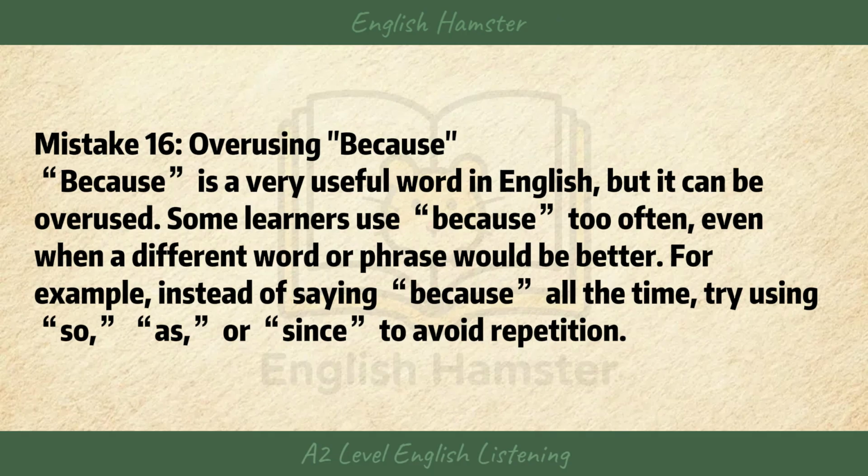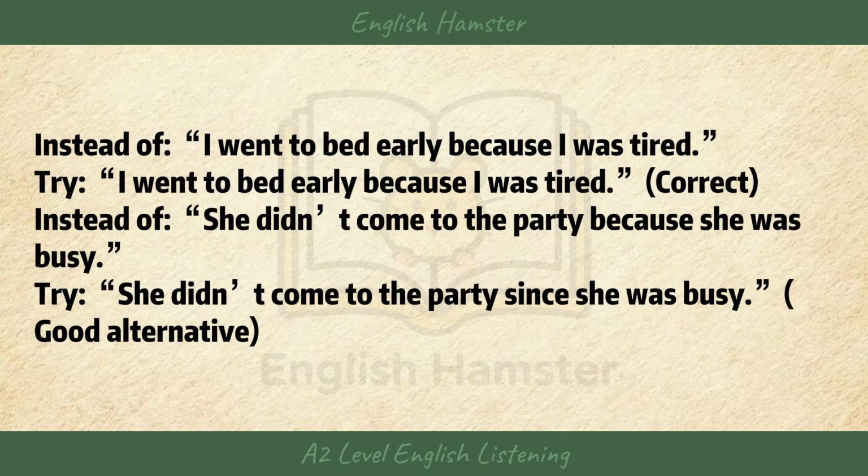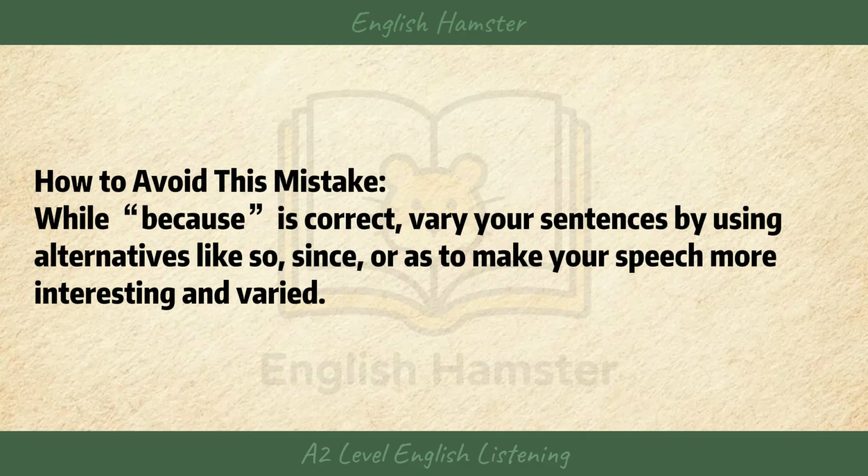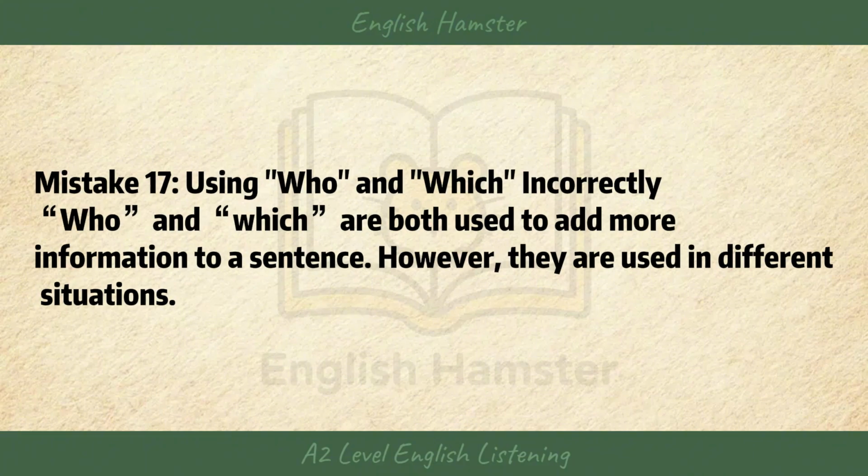For example, instead of saying because all the time, try using so, since, or as to avoid repetition. Instead of I went to bed early because I was tired, try I went to bed early because I was tired. Correct. Instead of she didn't come to the party because she was busy, try she didn't come to the party since she was busy. Good alternative. How to avoid this mistake. While because is correct, vary your sentences by using alternatives like so, since, or as to make your speech more interesting and varied.